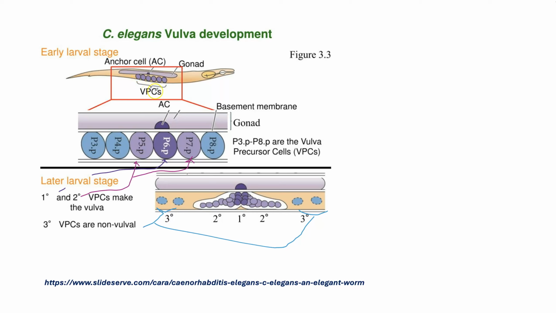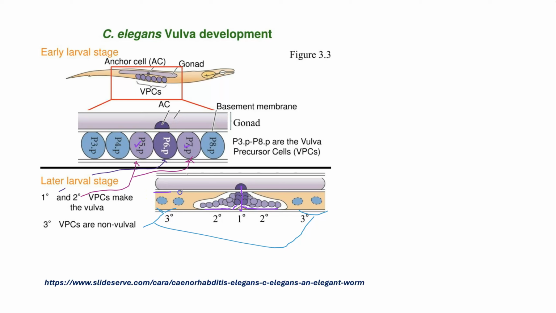These are our vulval precursor cells. So there's 6 of them, but only 3 of them are actually going to form the vulva. 2 that form secondary, which is kind of the supportive tissue, shown here in side view, and then 1 that forms the actual opening and a slight sort of invagination. And this is where the eggs are going to be extruded from.